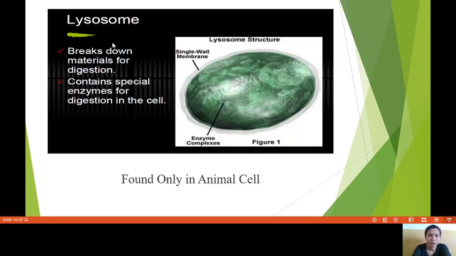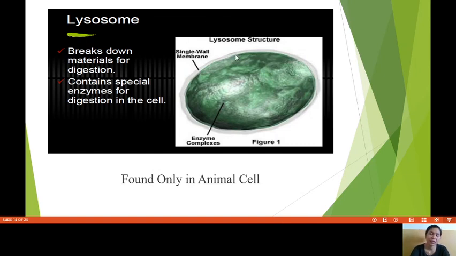Lysosomes. Lysosomes break down materials for digestion and contain special enzymes for digestion in the cell. By the way, I forgot to mention that these organelles are the organelles of an animal cell. So lysosomes are only present in the animal cell.